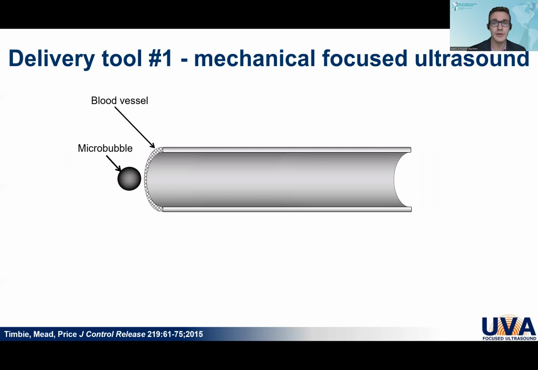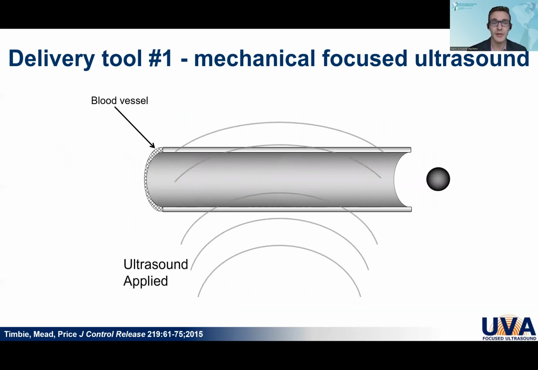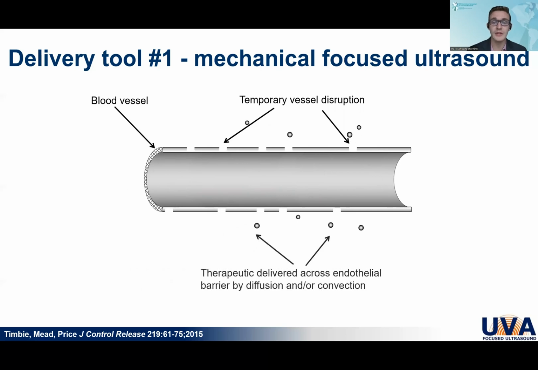One delivery tool that we can leverage is mechanical focus ultrasound, which many of you may be familiar with, wherein, in our case, neutral lipid shelled microbubbles are injected intravenously. Ultrasound at a low peak negative pressure is applied, and the microbubble begins to cavitate, interacting with the walls of the blood vessel passing through and causing temporary vessel disruption. When a systemically administered therapeutic is also injected, there is an increase theoretically in this therapeutic being delivered across the endothelial barrier due to transport mechanisms.